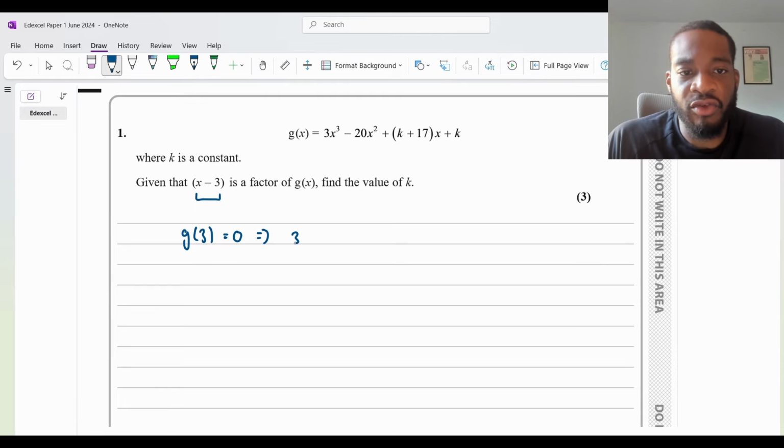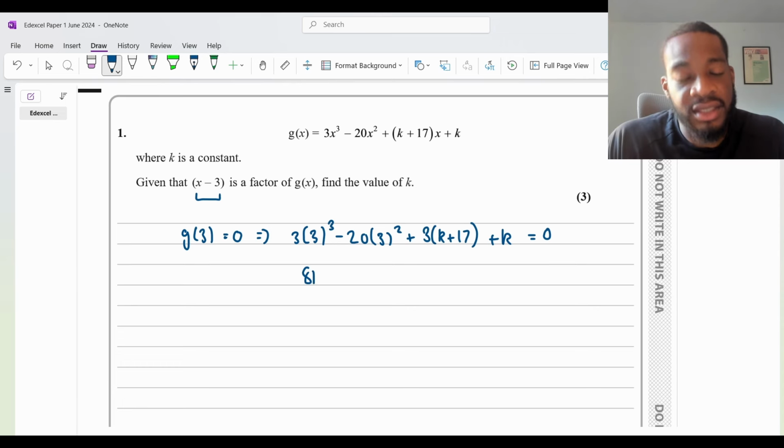That's going to be 3 lots of 3 cubed minus 20 lots of 3 squared plus, there's a 3 right here, I'll put it at the front though, so 3k plus 17, like that, plus k, and that has to equal 0. So dealing with that, what's 3 to the 4? That's 81. 3 squared is 9, times 20 is 180. Like that. That is 3k plus 51 plus k is equal to 0.